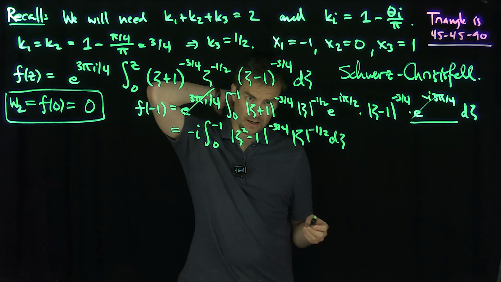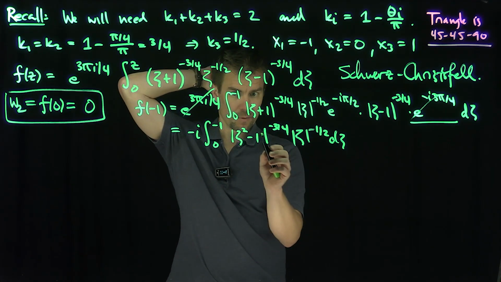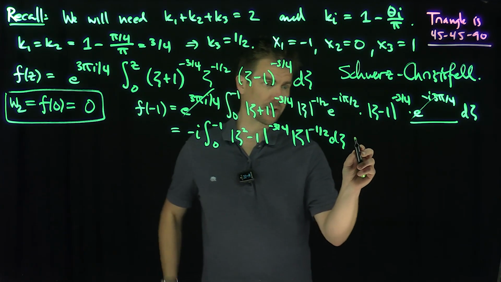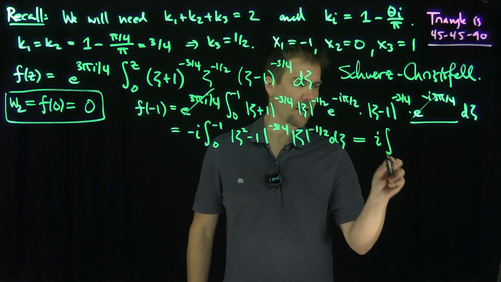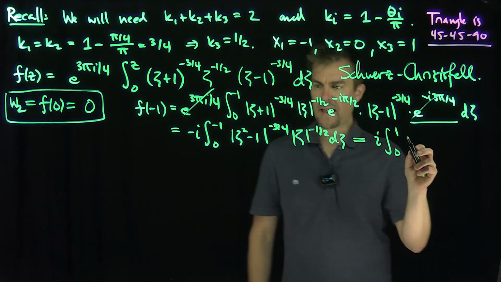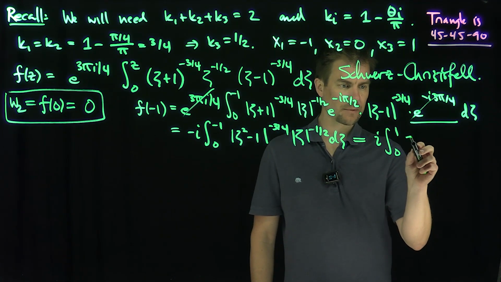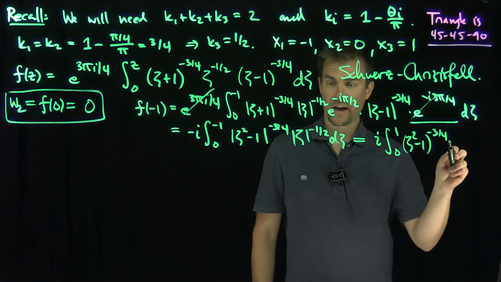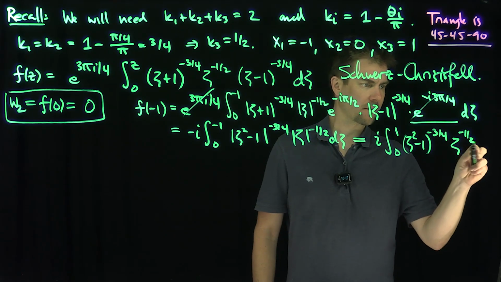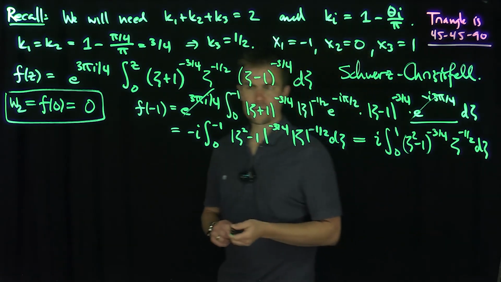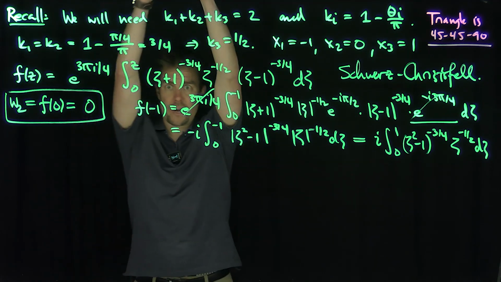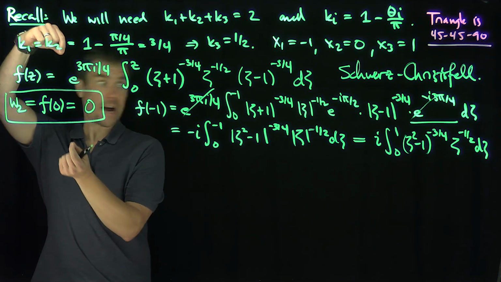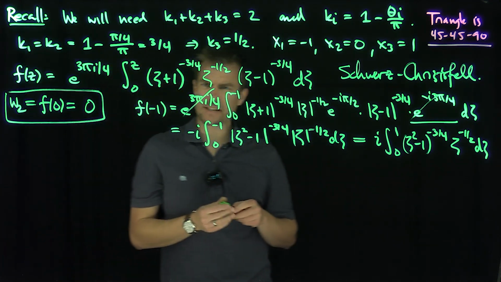I can replace zeta with negative zeta. That will induce a negative sign, and that will fix my limits, right? So this is going to be equal to i, the integral from 0 to 1. And now I just have a zeta minus 1 to the -3/4, and then a zeta to the -1/2 d zeta. Okay. Now that maps to the point i, so I map straight up, right? W1 is mapping onto the imaginary axis. It's an imaginary number. Let's figure out exactly what this integral is equal to.